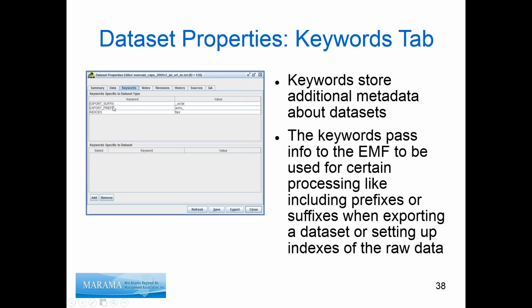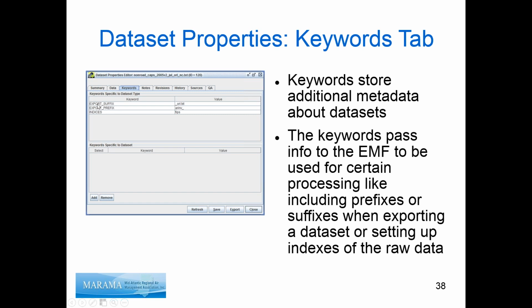The next tab over is the Keywords tab, and I briefly mentioned that keywords are just a way to store additional metadata about data sets. These are actually kind of free form. There's a set of keywords that the EMF knows and does things with itself, but you could add more keywords to data sets. I think in general it's not used all that much, but it's another option. You will see keywords like this export suffix and export prefix.